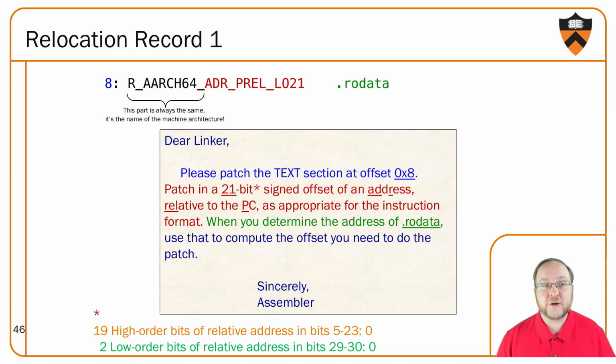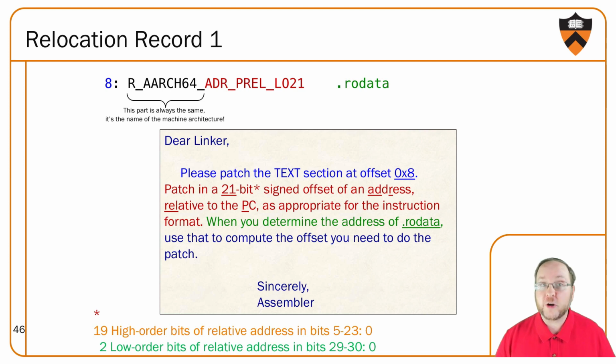Here's how we can decipher it. Here's how we can look at a relocation record. Again, it's a plaintive plea from the assembler to the linker. So let's imagine it as a sort of formal requisition order. 8 is the offset in the text section that contains the instruction that needs to be fixed once the linker figures out where it puts stuff.